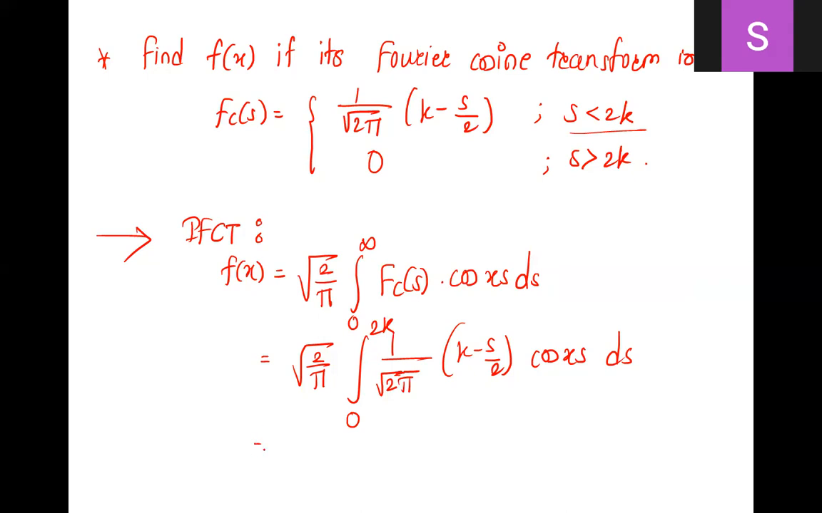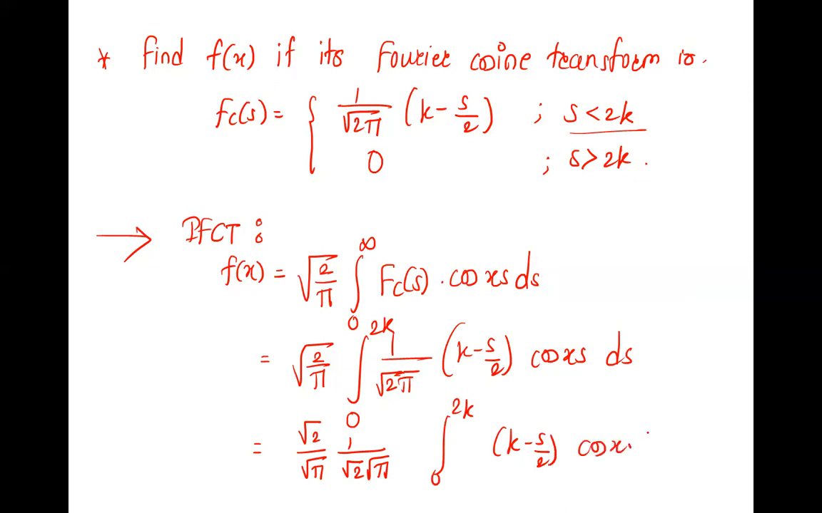Right. So here, root 2 by root pi, 1 upon this will come out, root 2 into root pi, integration 0 to 2k, k minus s by 2 into cos sx ds. Root 2 cancelled, root pi into root pi, pi. Okay, we'll take it forward. So f of x is 1 by pi, integration 0 to 2k, k minus s by 2 into cos sx ds. How will you solve this?